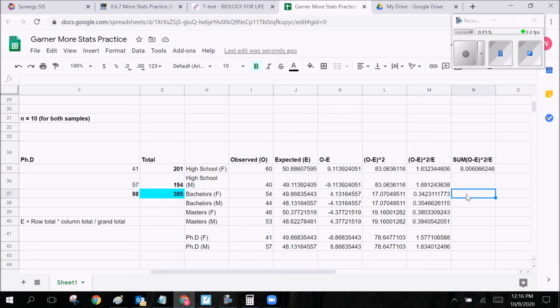Now your chi-square degree of freedom is going to be a little bit different than your other degrees of freedom. It's going to be n minus 1, where n is going to represent the number of categories you have. How many categories do I have? I have 1, 2, 3, 4, 5, 6, 7, 8. Okay, so my degree of freedom is 8.